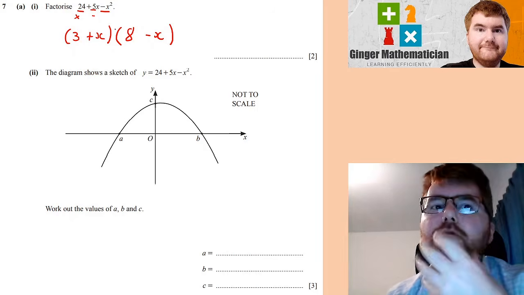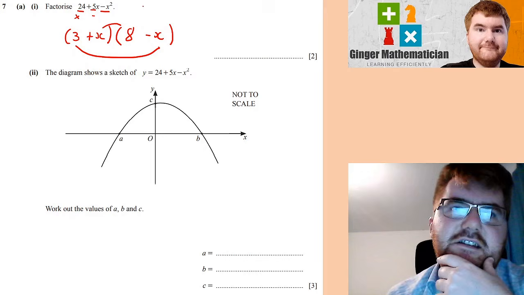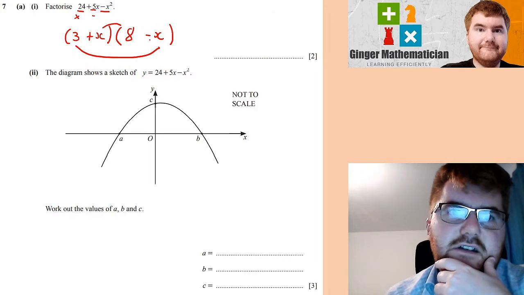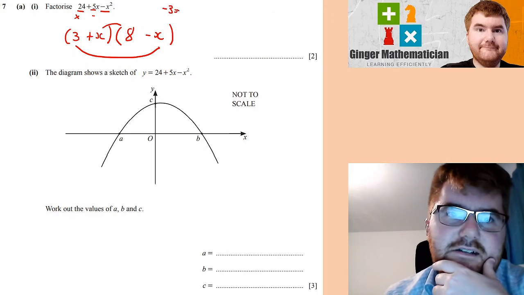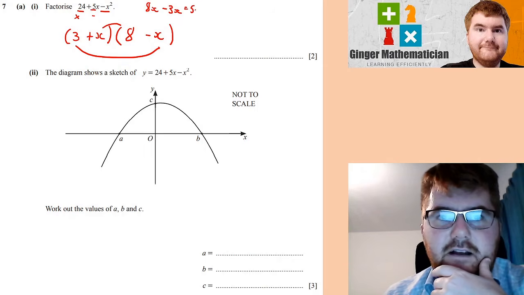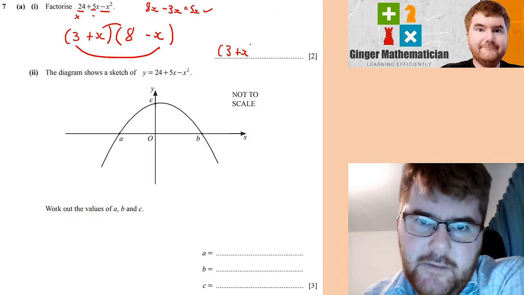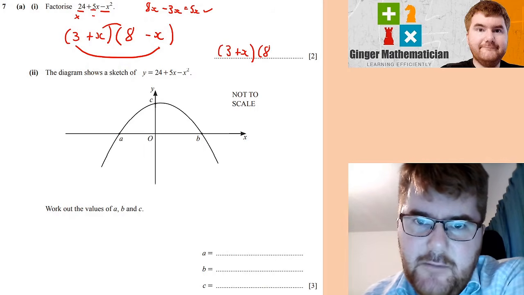And to double check what I'm doing here, I would check what's called the cross terms, so the outside and inside. Well, the outside term we get minus 3x, inside term we get 8x, 8x minus 3x is 5x. Yes, I do have the correct answer. So I'm going to pop that in, 3 plus x, 8 minus x.